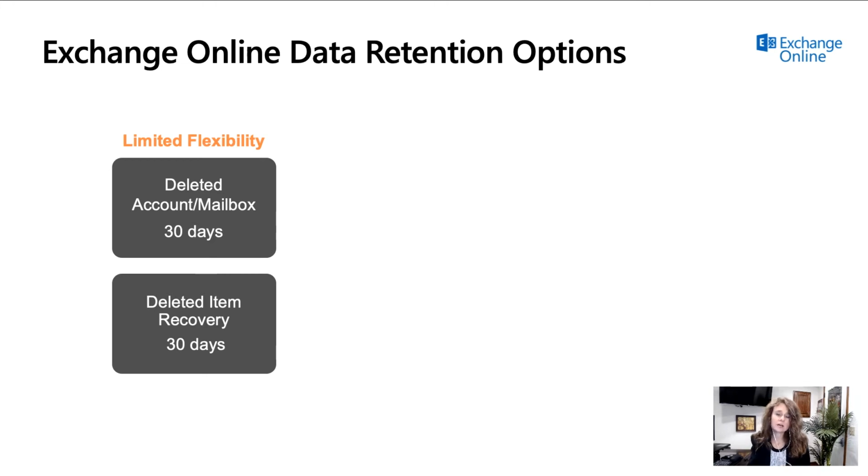Deleted item recovery can also be max set to 30 days. This is your deleted item retention in Outlook, that recoverable items folder that your users and your service desk likely rely on to get those one-off messages back. I know when I have managed on-prem environments, we'd often set this back to like 90 days, but you don't have that flexibility in Exchange Online.